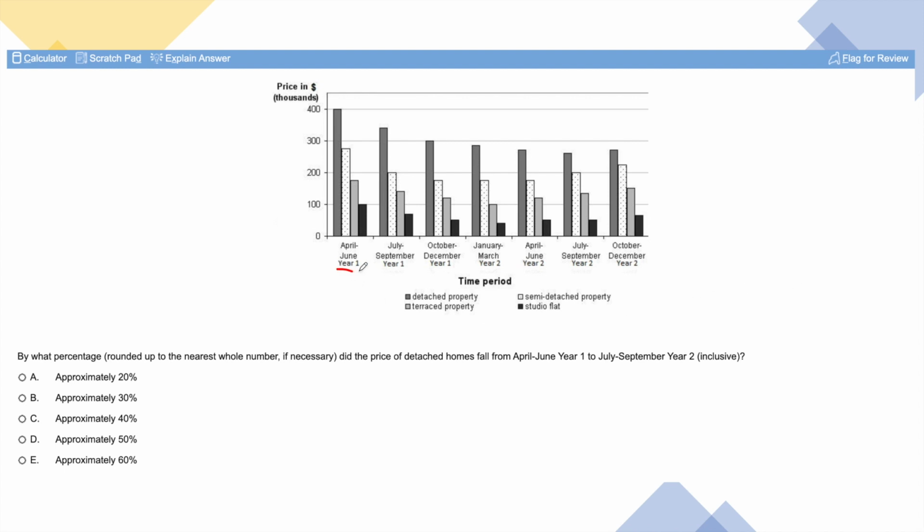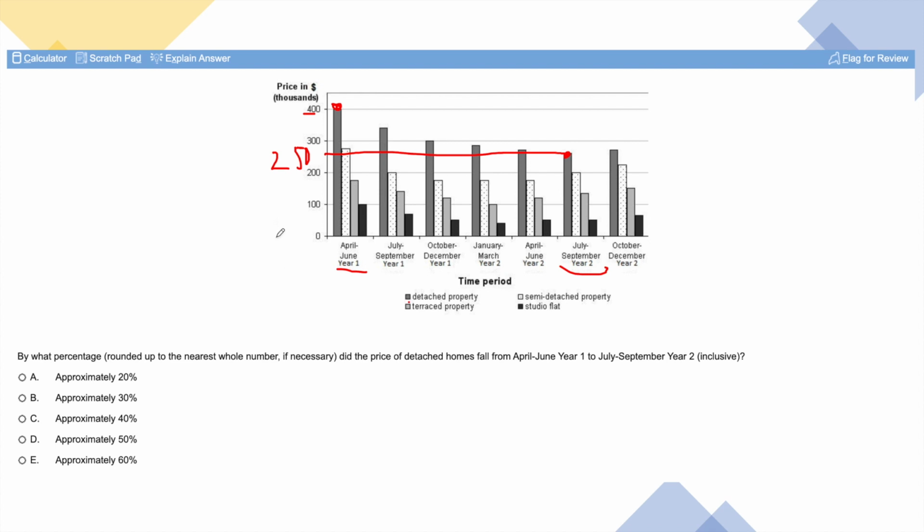April to June year 1 is here. July to September year 2 is here, inclusive. Okay. Detached homes is here, so it's this dark red section. So this one here, and July to September year 2 is here. So we have 400 falling to, I would say that is going to be roughly 250. Alright, so 250 and 400.